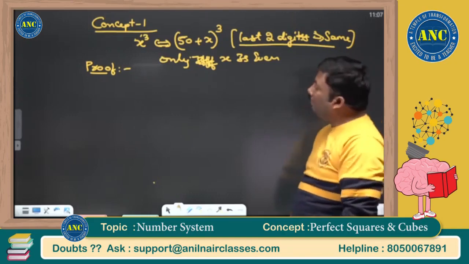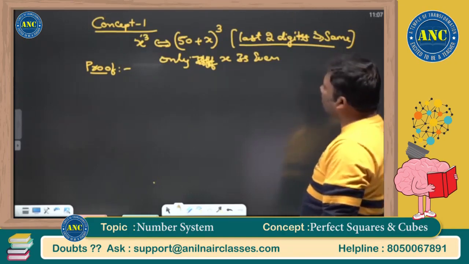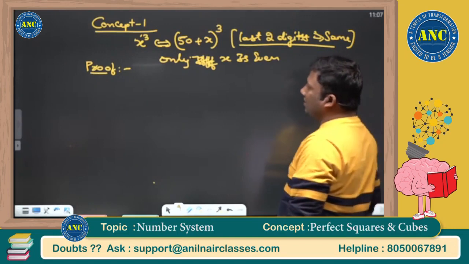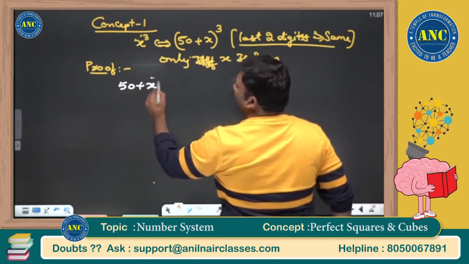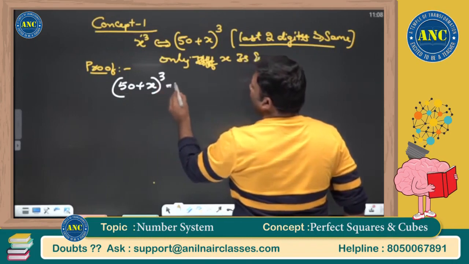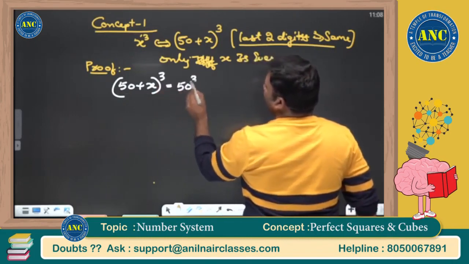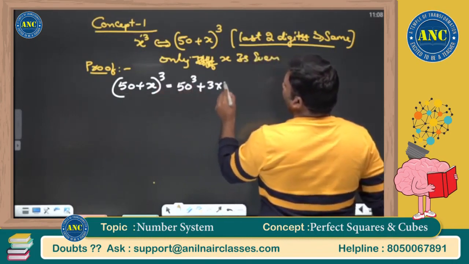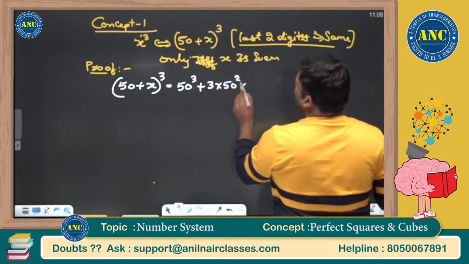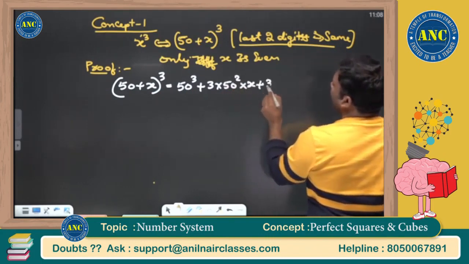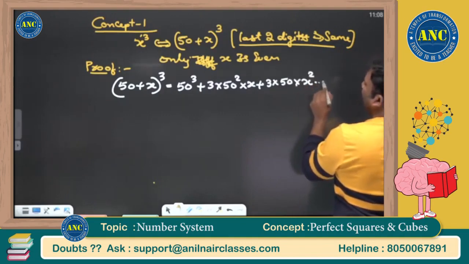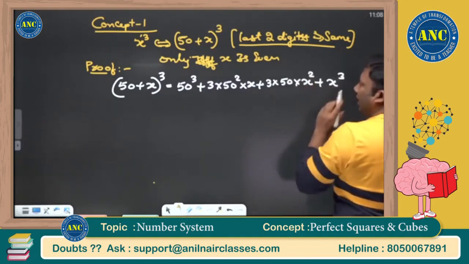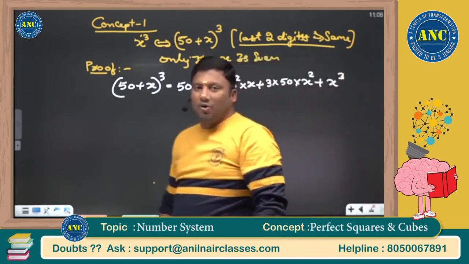Suppose I open this bracket, 50 plus x whole cube, which is a plus b whole cube. One is a cube, next is 3a square b, the next one is 3ab square, and the last one is b cube. This is the expansion of a plus b whole cube.